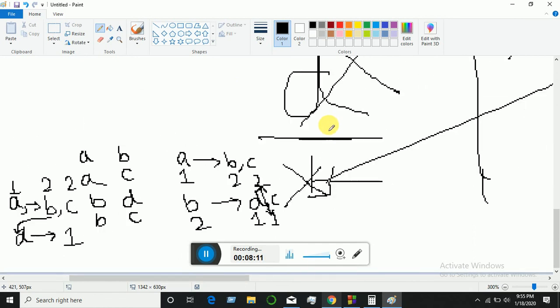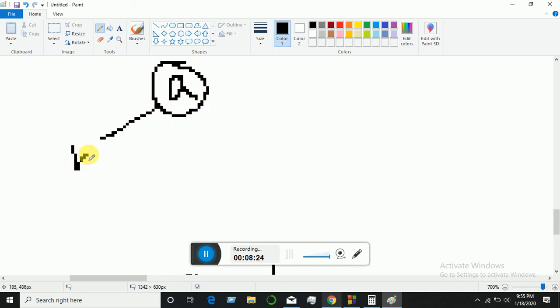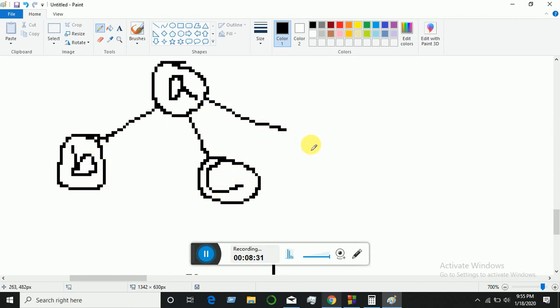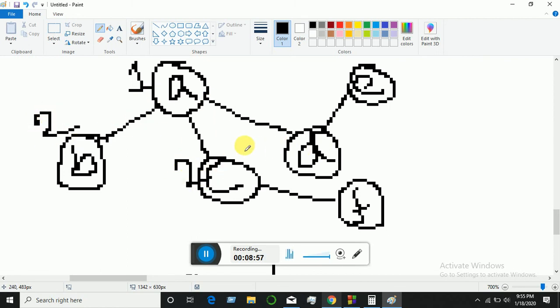Let me discuss with an example. Suppose A is a node, and B, C and D are connected with it, right? And D is connected with E, and C is connected with F, right? So how much traversal from A is possible? A gives the value 1, and from A I can traverse to B, so it is value 2, and C, so it is value 2, and D, it is value 2.